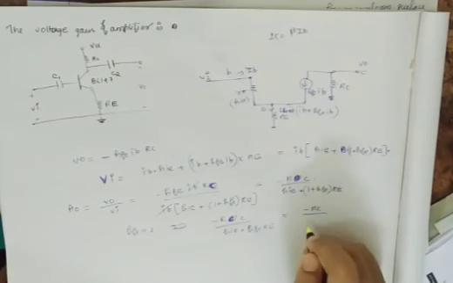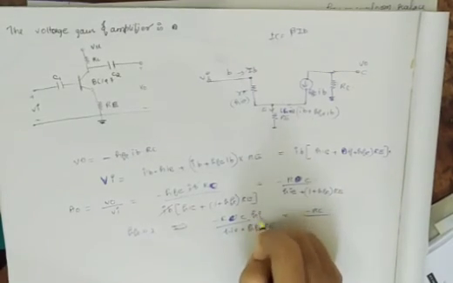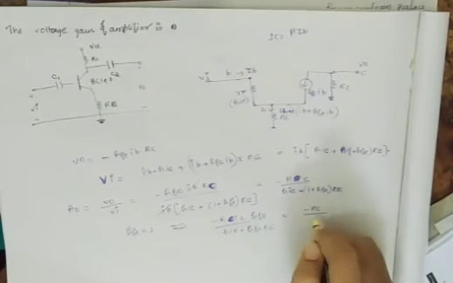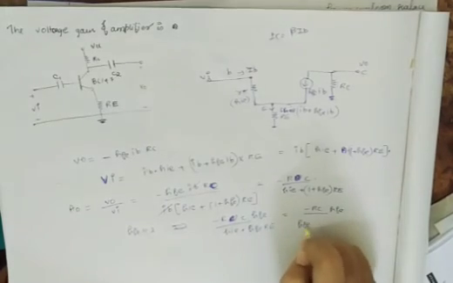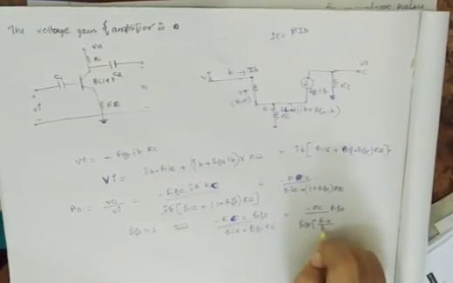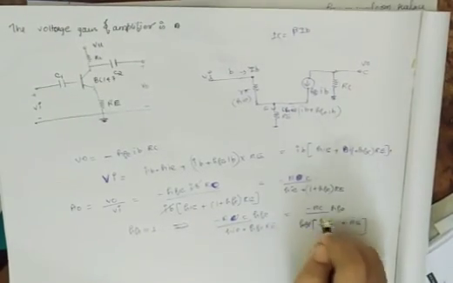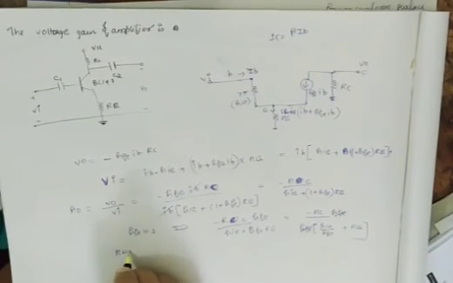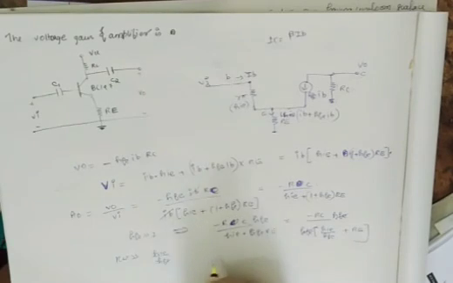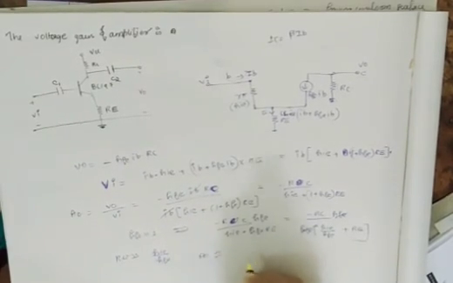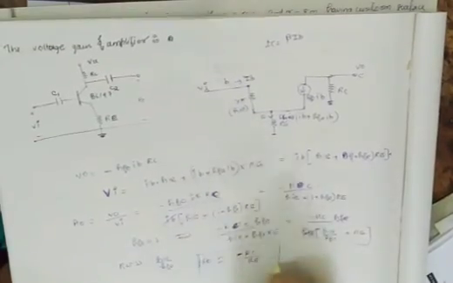Minus RC divided by, taking HFE outside, we will get HIE divided by HFE plus RE. HFE cancels out, and RE is very, very much greater than HIE divided by HFE. We will get AV is approximately equal to minus RC divided by RE.